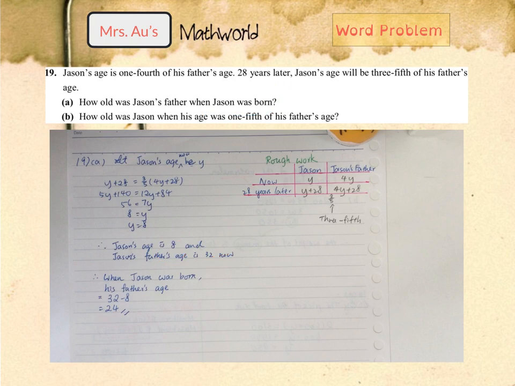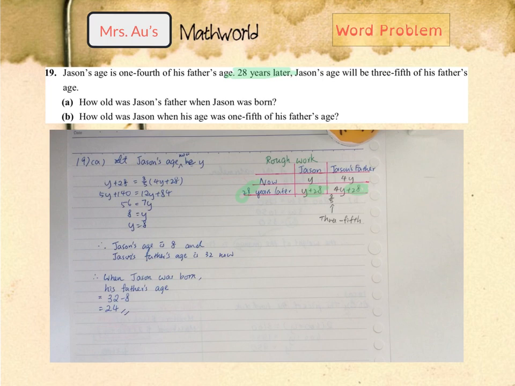The most important point is whenever you have a number of years later, both the ages of Jason and his father, actually everyone, will also grow up. We need to add it. For later, we just add a plus. If it is ago, then we just use the minus. Alright? So for part A, we need to have a table for it.